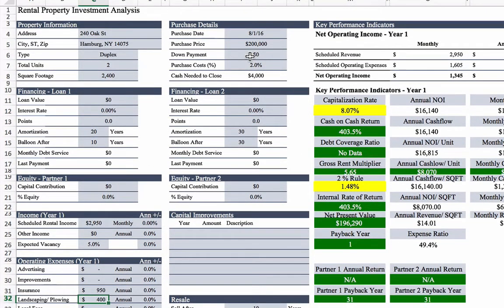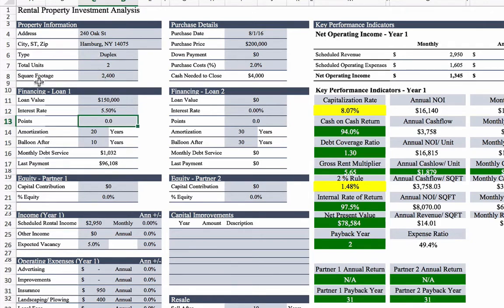So I need to come up with $200,000 cash. Now, let's say that I'm able to get a loan to my business for $150,000. So I'm going to go to the financing section. $150,000 of 200, that's 75%. That's a pretty standard loan to value ratio. So $150,000. Let's say the interest rate is 5.5%, and I have the amort at 20 years, a balloon after 10.